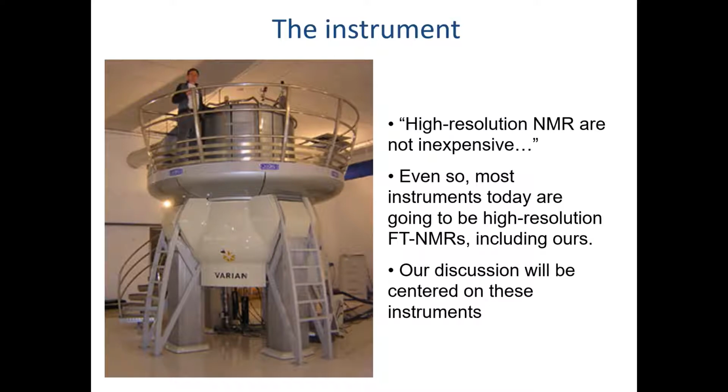So one of my favorite quotes from the instrumental chemistry textbook is, "High resolution NMR are not inexpensive." It's a pretty big understatement, but even so, these are kind of standard in most laboratories. Most instruments today are high resolution Fourier transform NMRs, including ours, which means that they measure all the signal at once and then they use math to try to deconvolute the signals. So our discussion is going to be centered on this type of NMR.